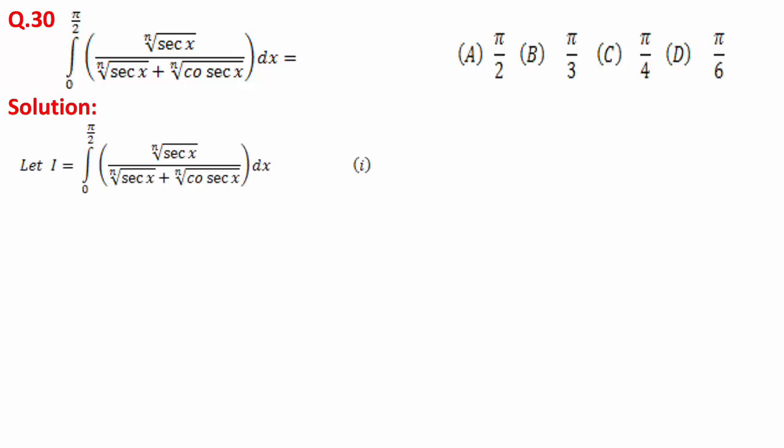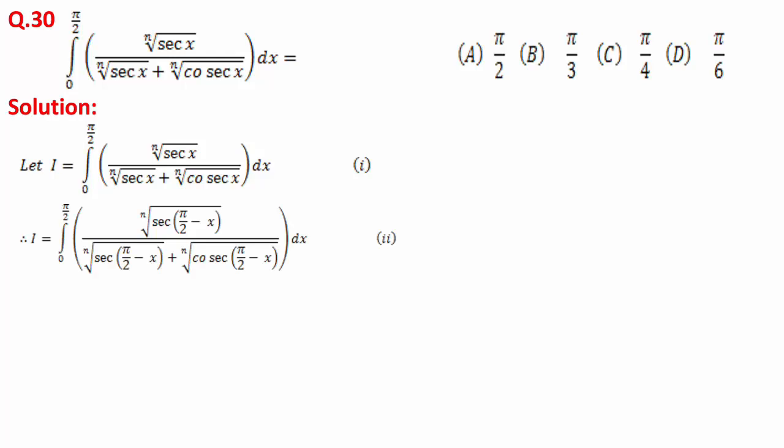Solution. Let the given integral be I, that is I equal to integration 0 to pi by 2 nth root of sec x divided by nth root of sec x plus nth root of cosec x dx. Therefore, I equal to integral 0 to pi by 2 nth root of sec of (pi by 2 minus x) divided by nth root of sec of (pi by 2 minus x) plus nth root of cosec of (pi by 2 minus x) dx, which is integral 0 to pi by 2 nth root of cosec x divided by nth root of cosec x plus nth root of sec x dx, where sec of (pi by 2 minus x) equal to cosec x and cosec of (pi by 2 minus x) equal to sec x.